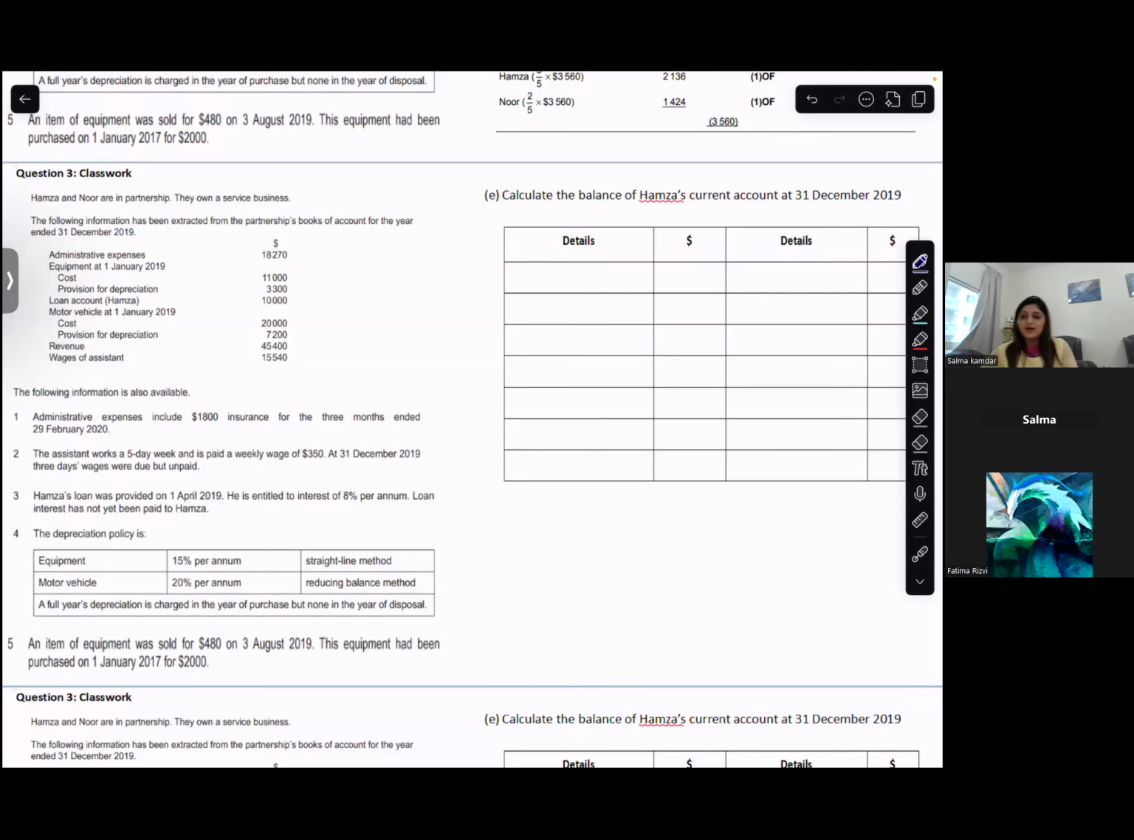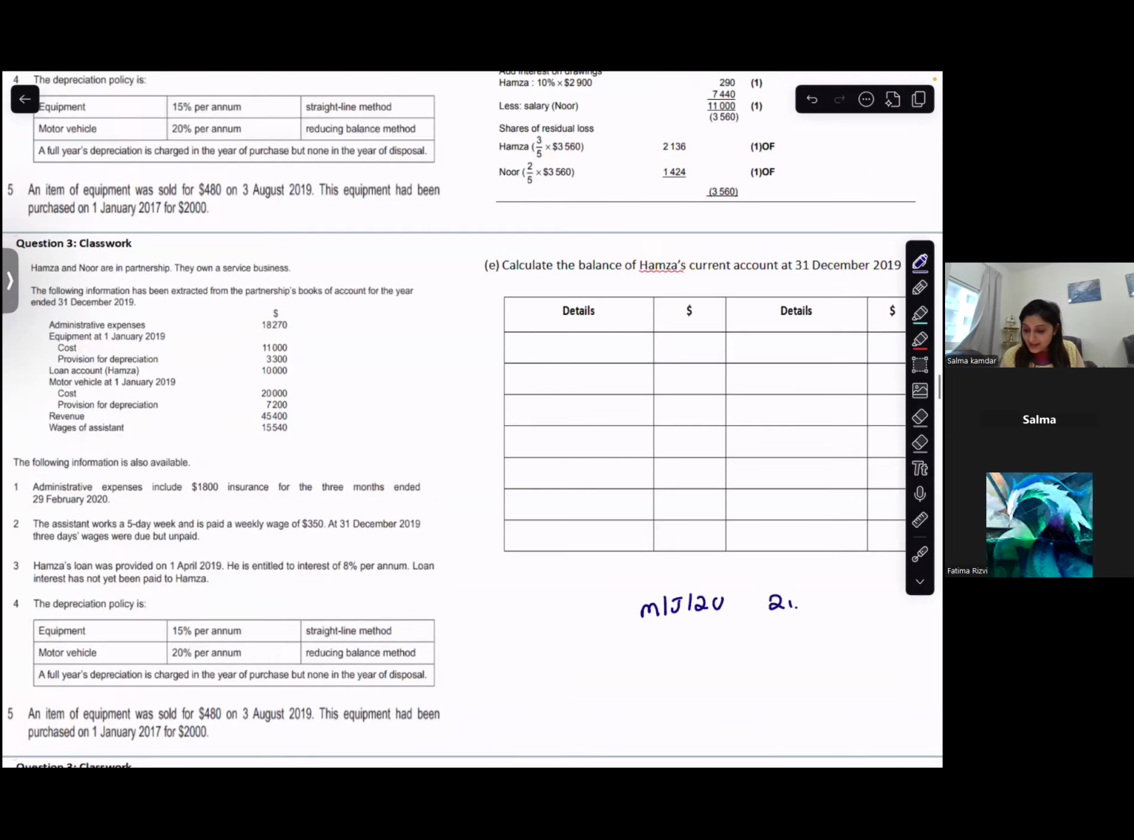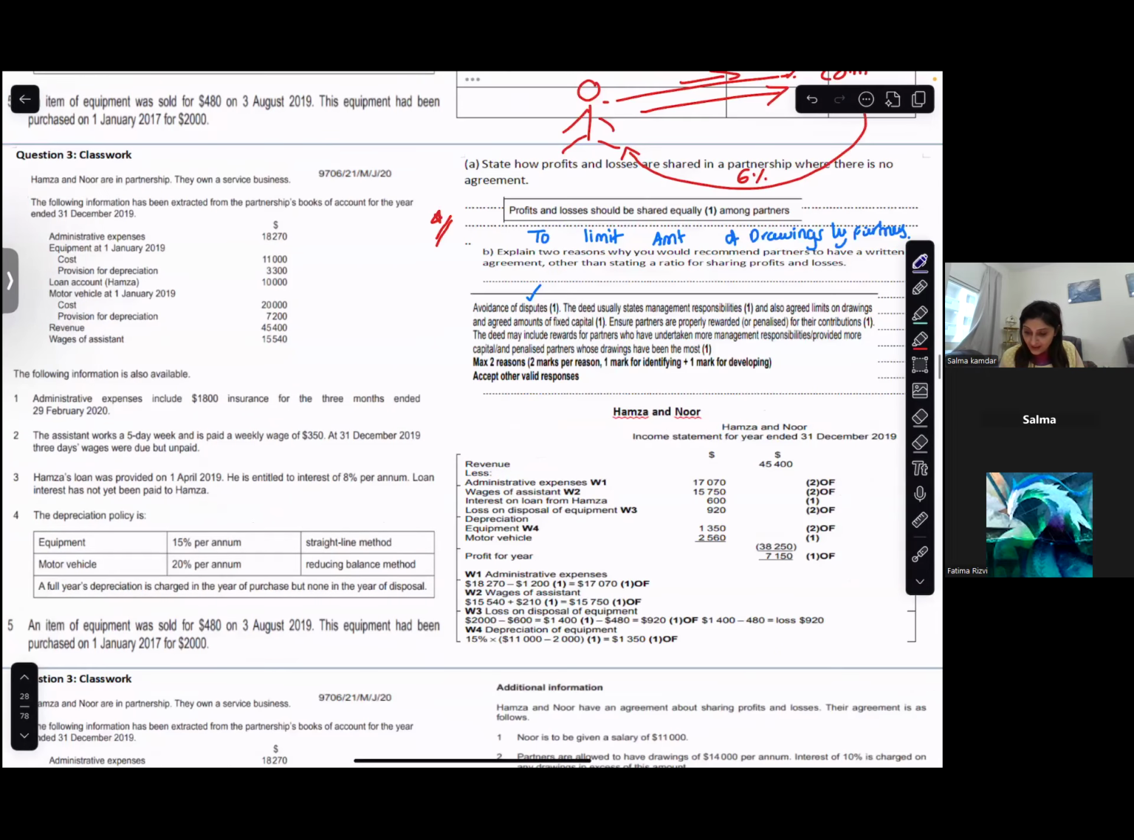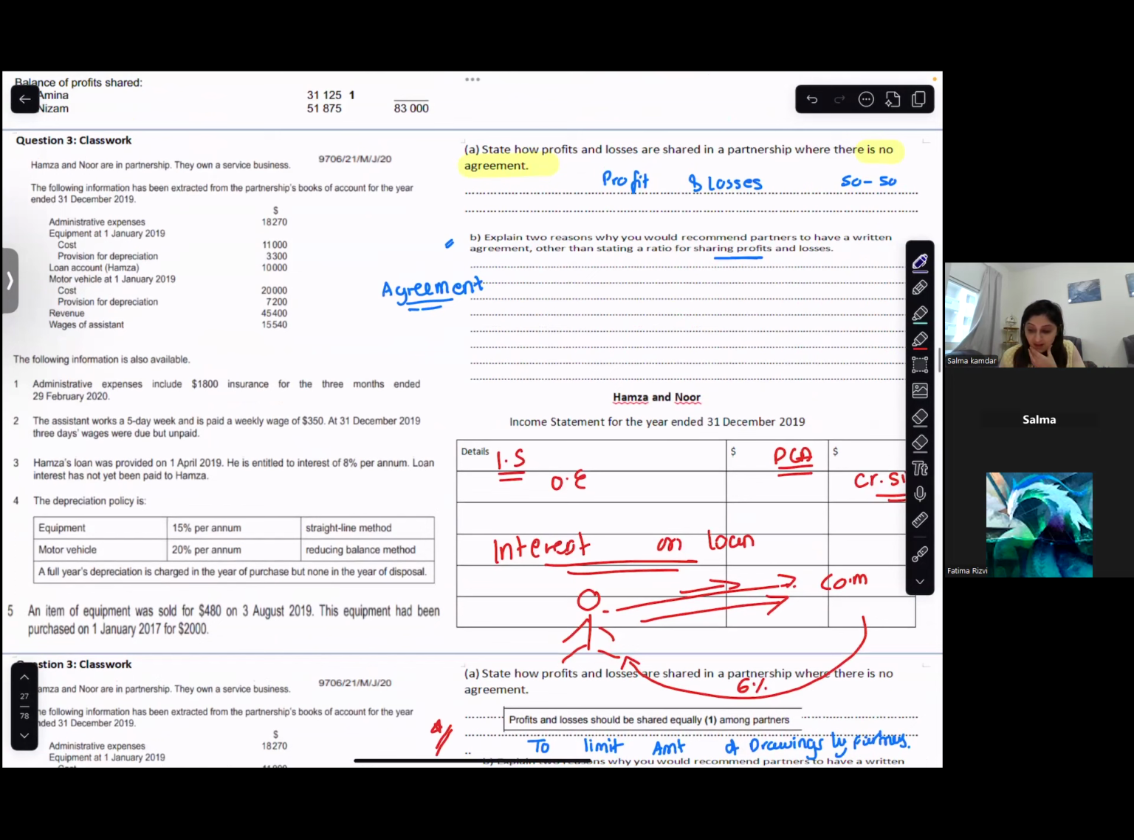So this is a sum of partnership, May June 2020, paper 21. This sum is related to two partners, Hamza and Noor. What you are asked is, first, you have to state how the profits and losses are shared in the partnership. Second, why you recommend the partners to have a written agreement.